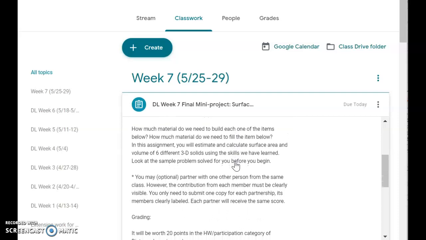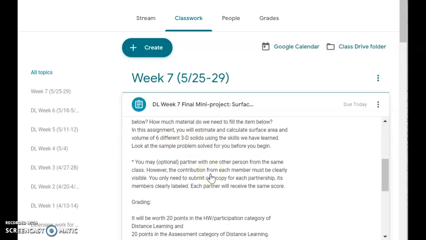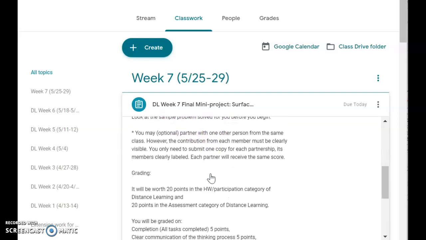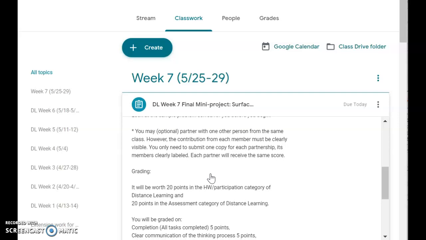So what are you doing? You are looking to find how much material we need to build each one of the items below, and how much material we need to fill the items below. So we are looking at surface area and volume, and you are also developing estimation skills as well as calculating skills. You are given 6 different 3D solids, and there is a sample of the first problem solved for you so that you can look at it for example.